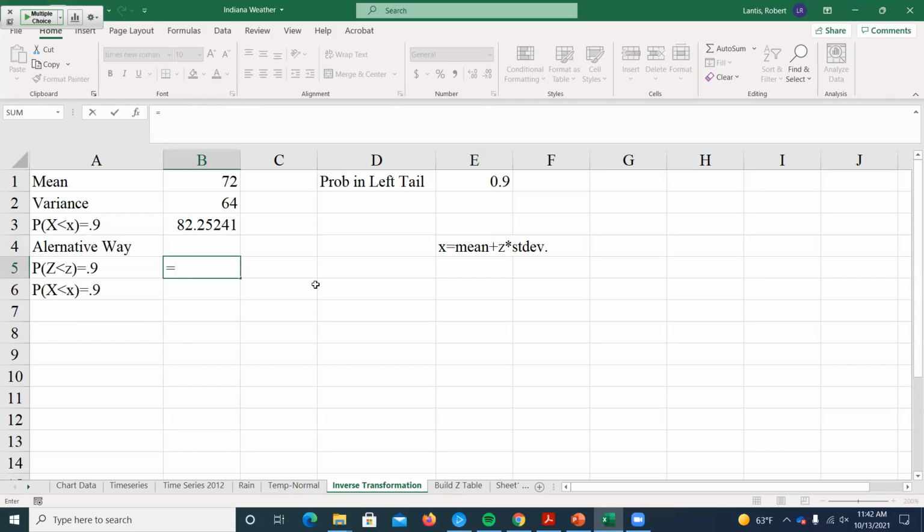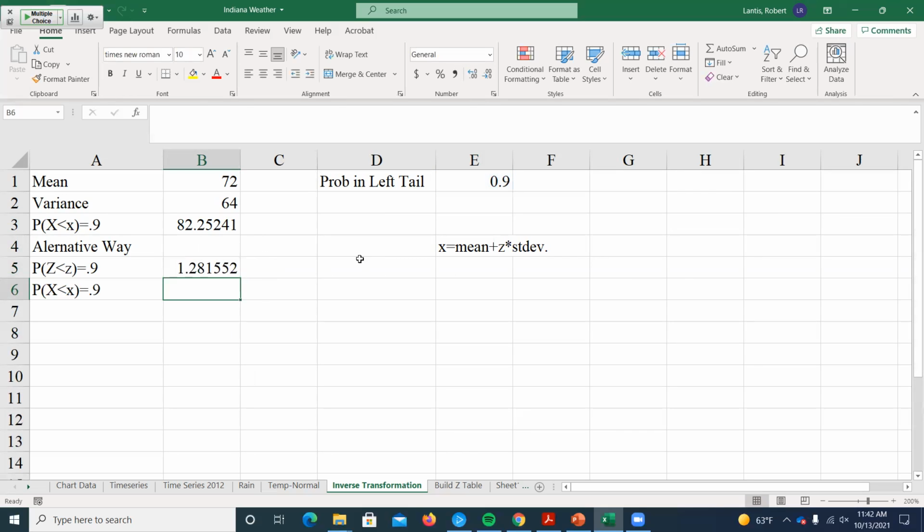Okay? So I can use the norm.s.inv, which says, okay, use a standard normal distribution and just return to me the z-value, or the number of standard deviations away from the mean I need to be to get that probability of 0.9 below that z-value. So I tell it the area that I want to the left, that 0.9. This will give me the z-value.